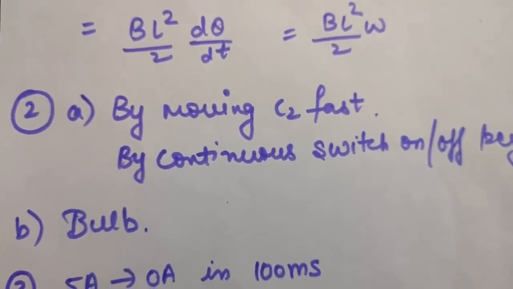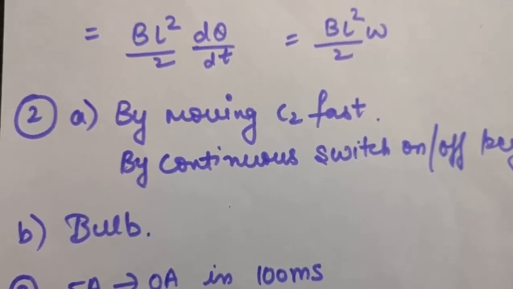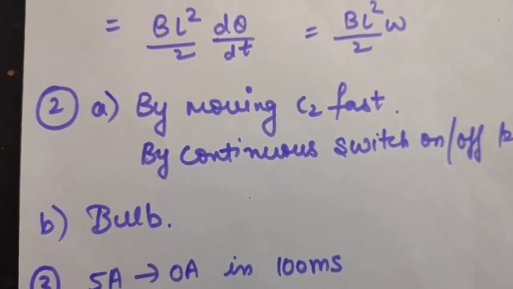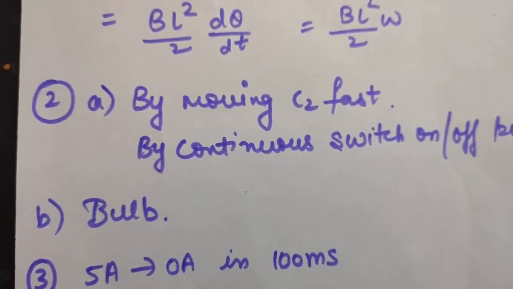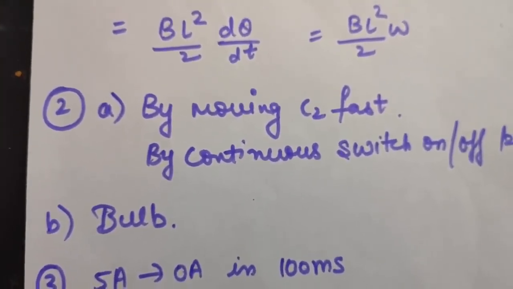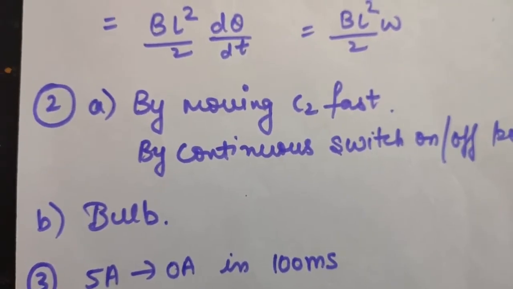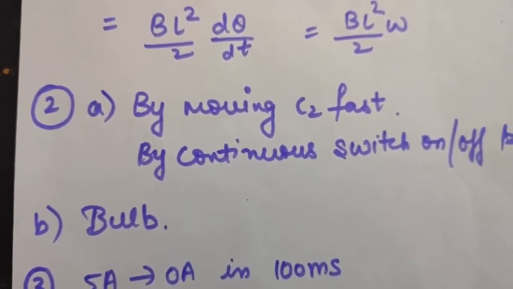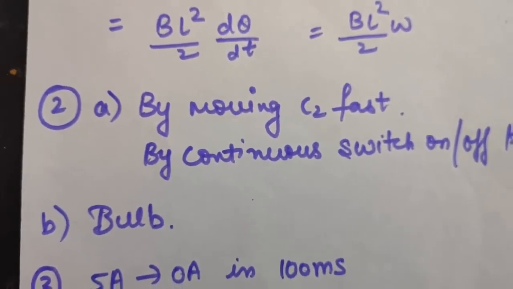Okay. B part says suggest any alternative device to demonstrate the induced current in place of a galvanometer. So in place of a galvanometer we can use a bulb. When the current flows, the bulb will glow brightly. When the current decreases, the bulb will get dimmer, and when no current is there, the current will become zero. Okay, so a bulb can be used.